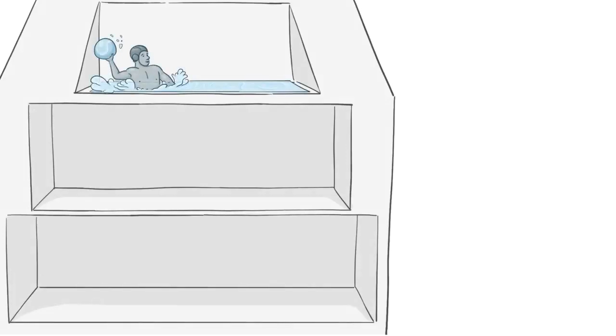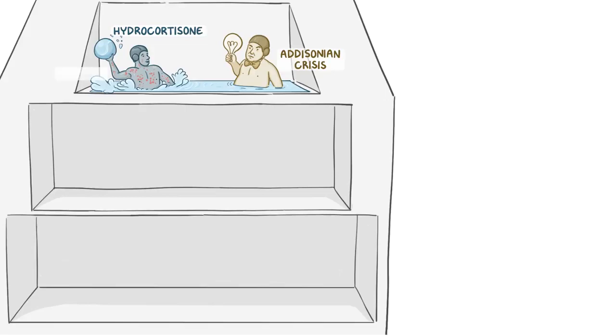So on the top floor, we'll have hydrocortisone, which will be represented by a boy in a pool playing water polo. For indications, let's have him play water polo against Thomas Edison, who's holding a light bulb. Now, mixing electricity and water is dangerous, which helps you remember that hydrocortisone is used to treat the life-threatening Addisonian crisis. He also has a bunch of rashes all over to represent this medication's topical uses.